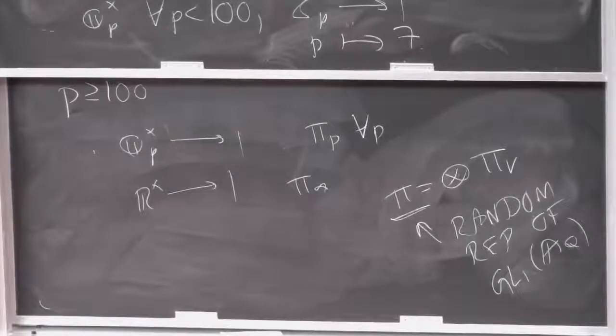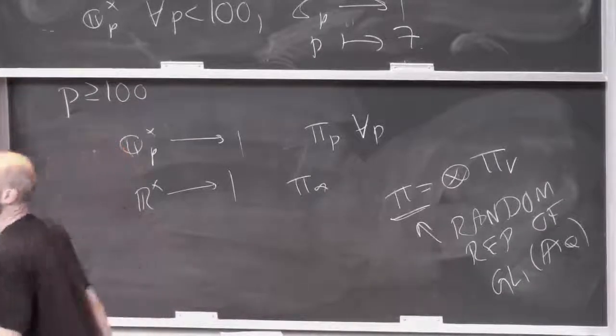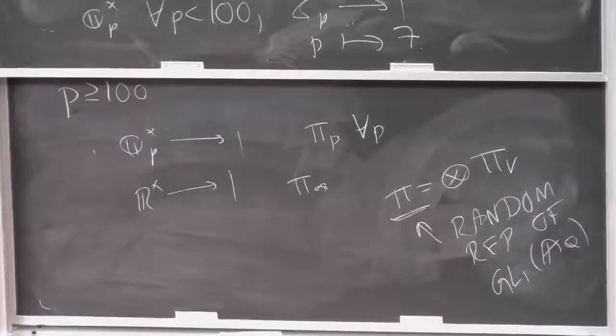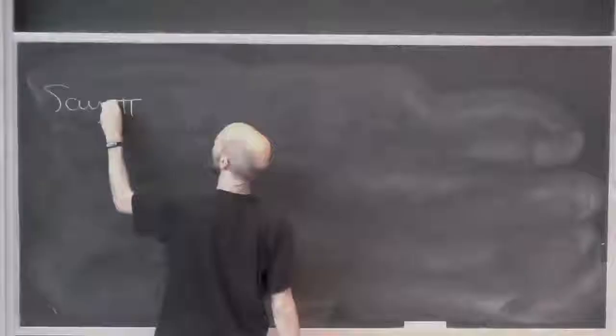So let's say that's an automorphic representation. If we believe in the global Langlands philosophy, that should give us a Galois representation, right? So let's say pi is an automorphic representation.